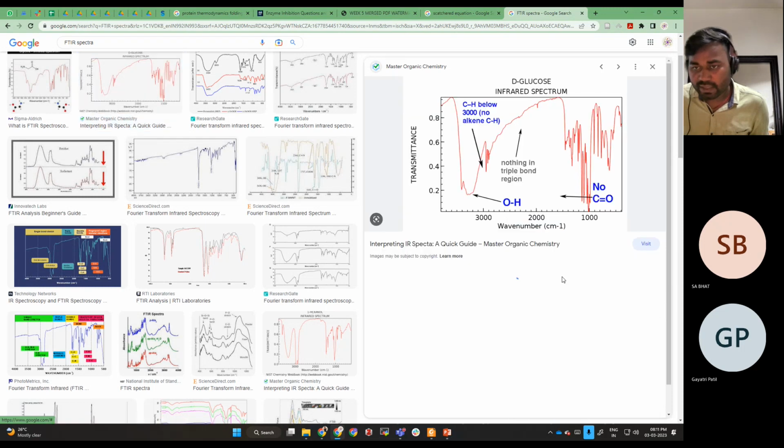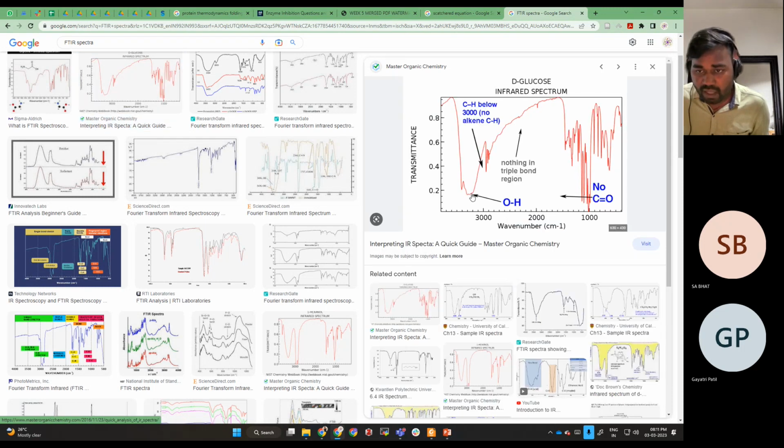So these peaks, like here, this narrow peak around 3200 to 3300 wave number, you receive due to the existence of OH. Then in the 2700 region, you see the alkene bond interaction. So this is FTIR spectroscopy.